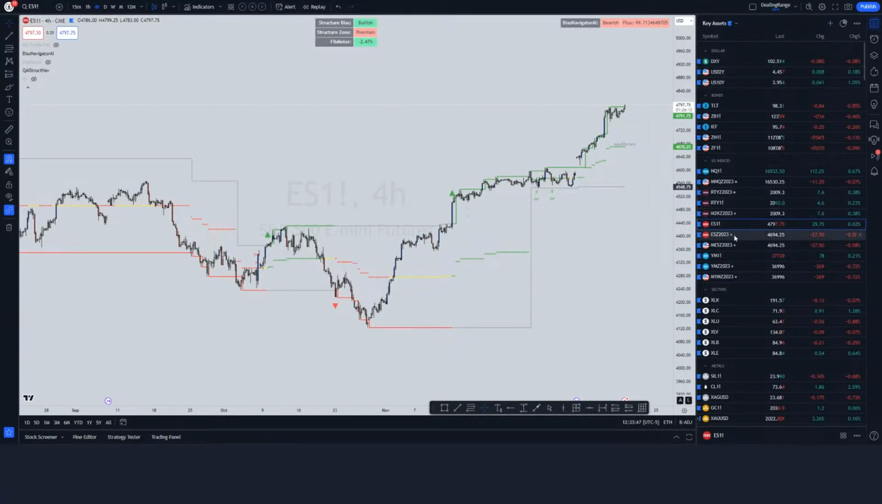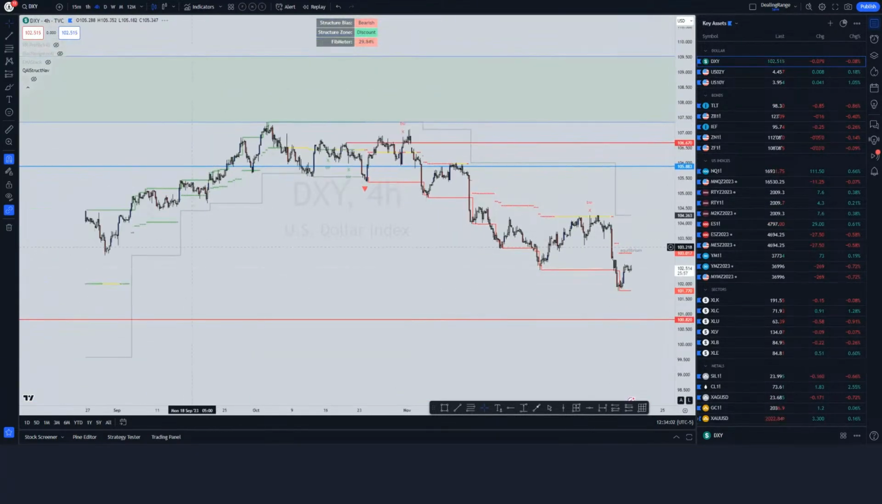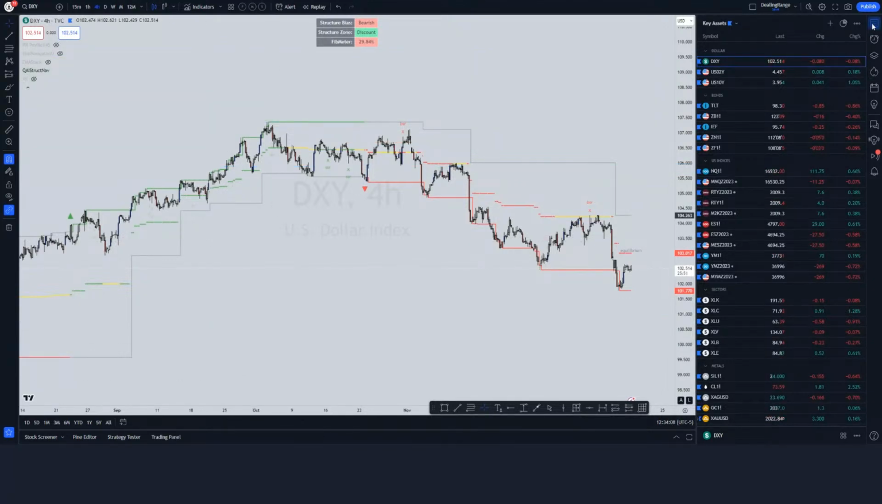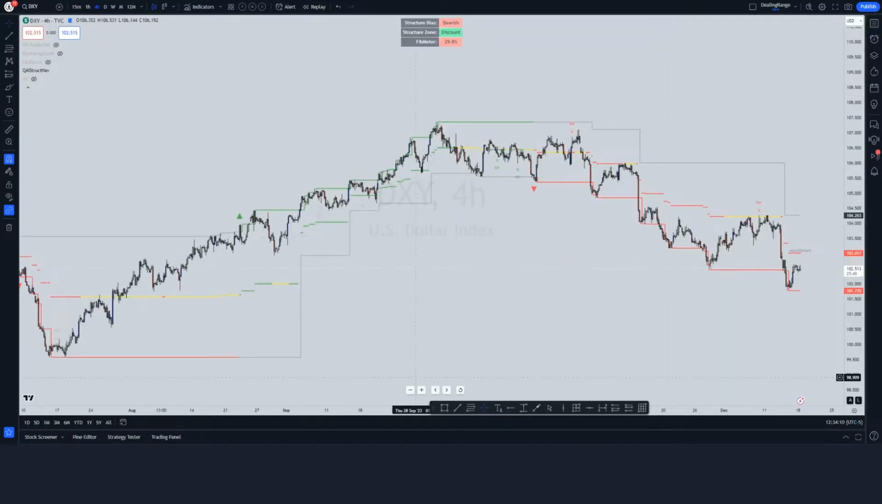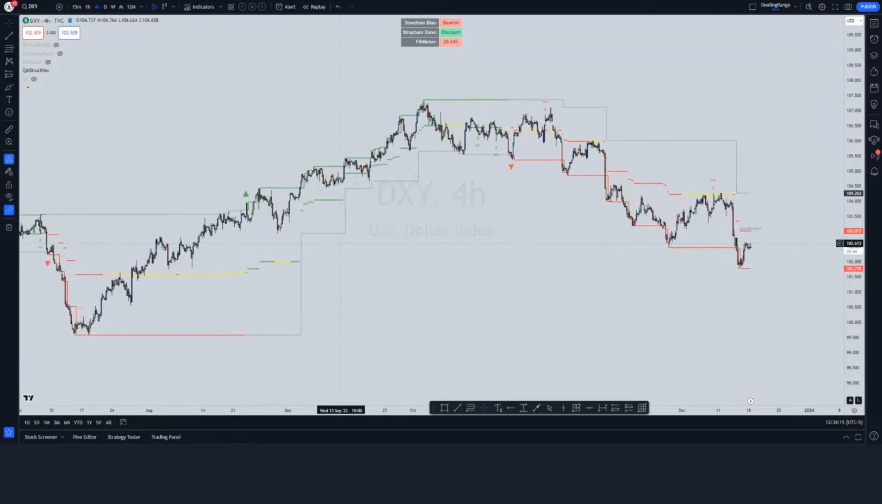So let's start with, let's pick the dollar, for example. I'm going to turn this one off for a second. Basically what I'm trying to do here is identify market structure and determine when that market structure could be potentially turning or shifting.